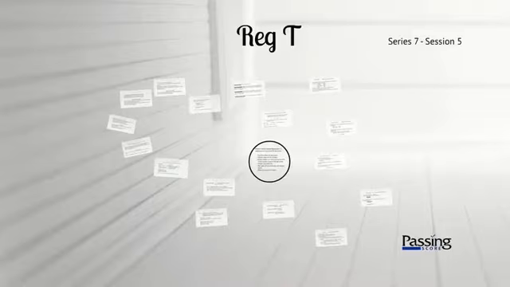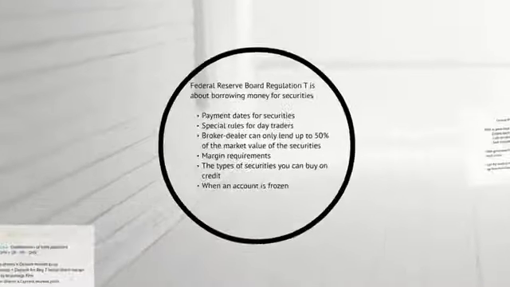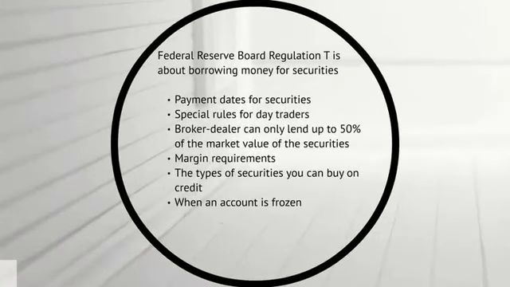In this video we'll be going over Reg T. Reg T are the borrowing and payment requirements set by the Federal Reserve Board. So all the things having to do with payments, margins, broker-dealer rules for buying and selling are covered under Reg T. Let's get into it a little bit.